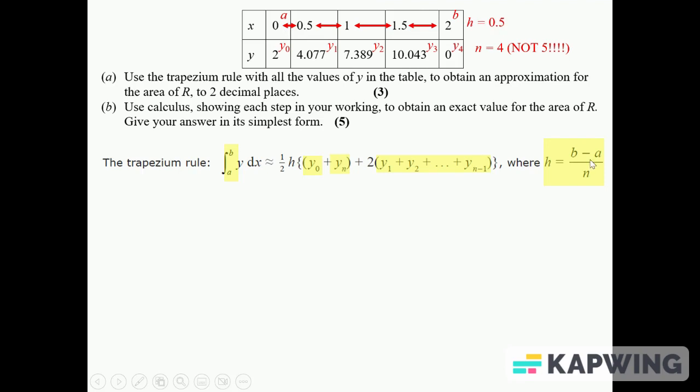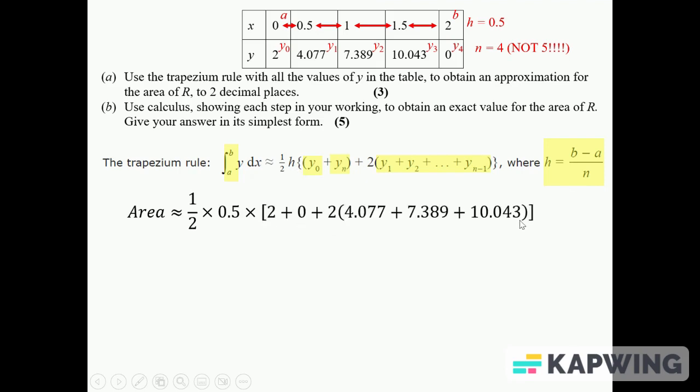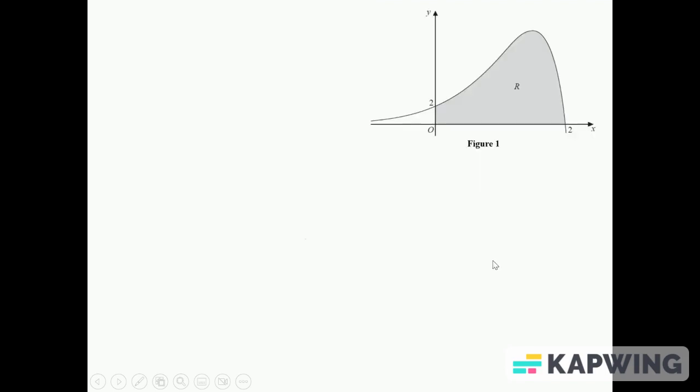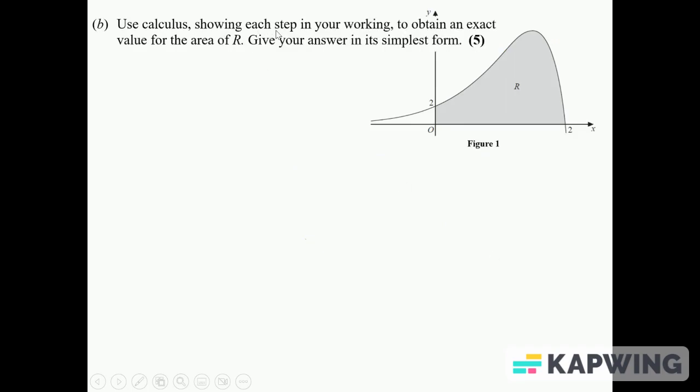2 take away 0, divided by 4. So the area is a half times by the h, and then the first and the last y values plus twice all the other ones. I would do this, add the 2 and the 0, and then multiply by the half and the 0.5, should get 11.25.